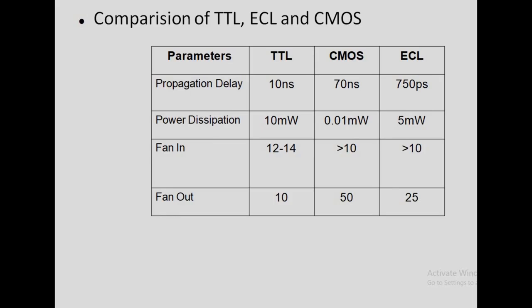Next parameter is fan-out. TTL has fan-out 10, for CMOS 50, and for ECL 25.